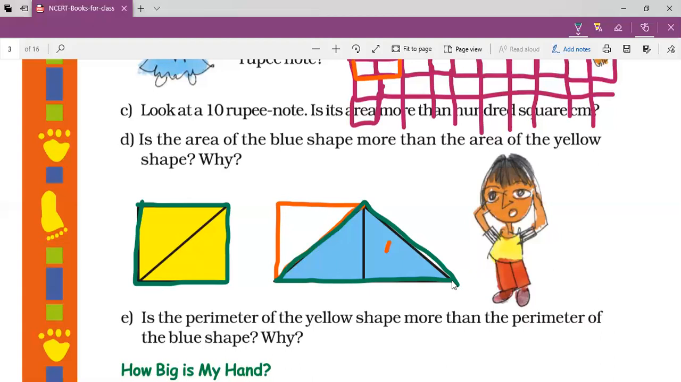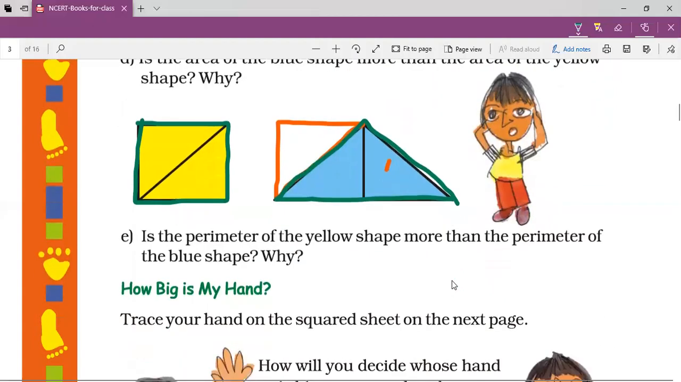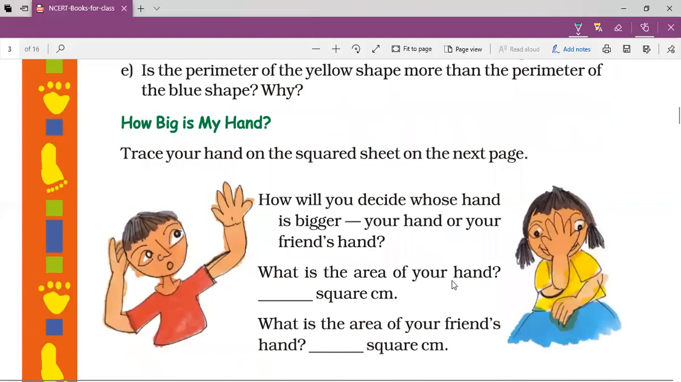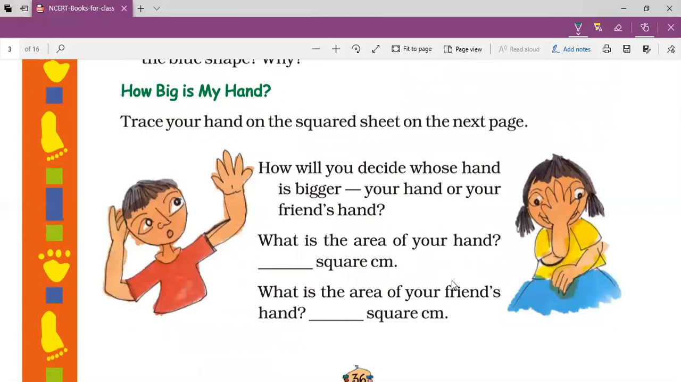Understood? Now, let's move on. How big is my hand? See your hand, how big it is. Sometimes we sit with our mother or father and try to put our hand on their hand, and we say, my hand is too small as compared to yours. In the same way, now we have to see whether our hand is big or small.